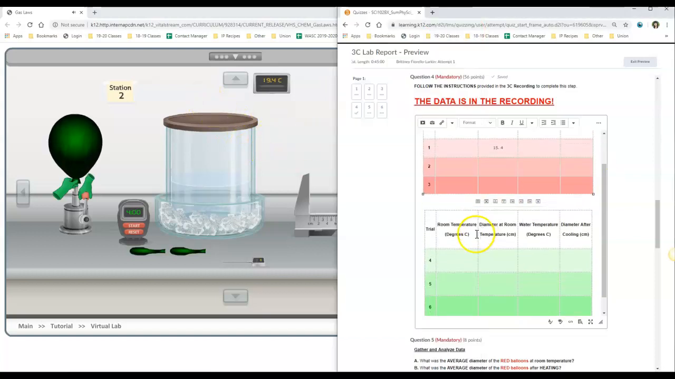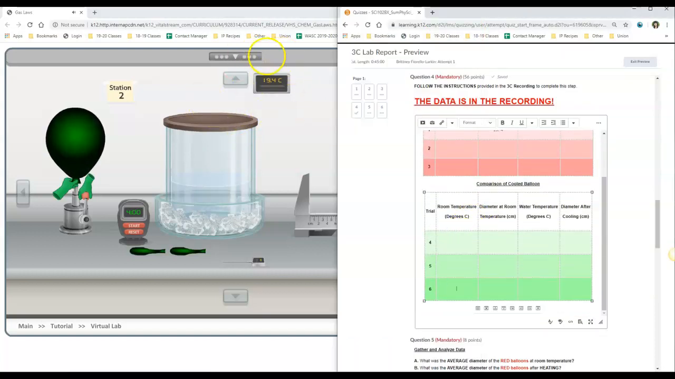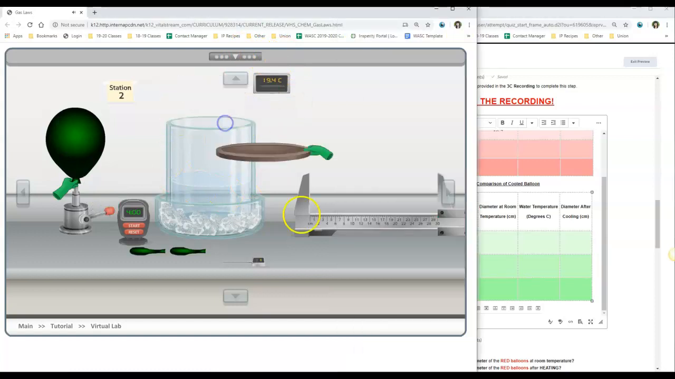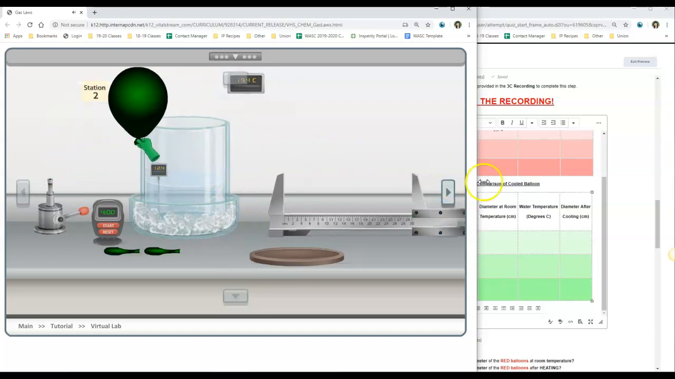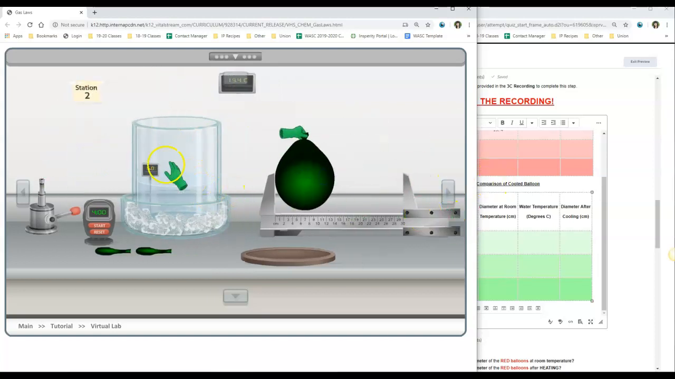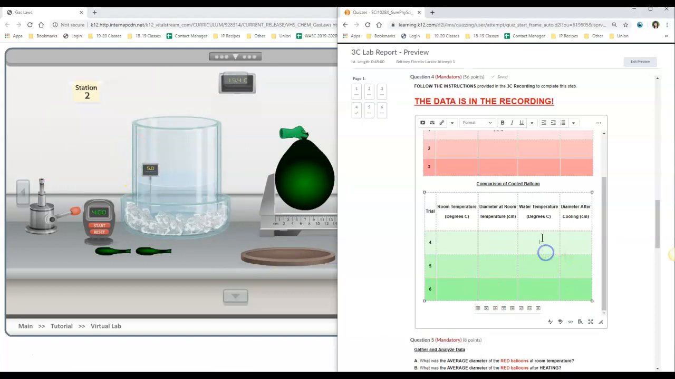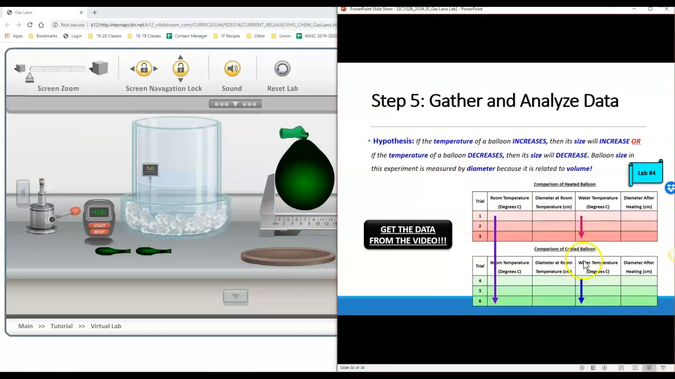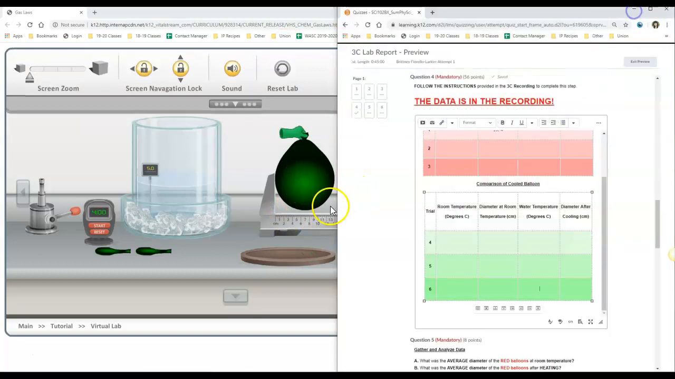Again, room temperature, we should already know. You should have already filled that out as 19.4. I do need to take a temperature of the cold water, so let me grab the thermometer and do that. Put the balloon in the calipers while we wait. And it looks like it's about 5 degrees. So water temperature for all the cold boxes, 4, 5, and 6, should be 5 degrees. So those 3 should be the same as you see right here demonstrated by the blue line.